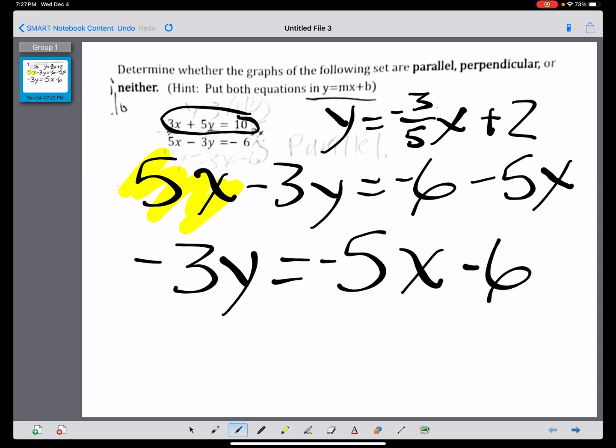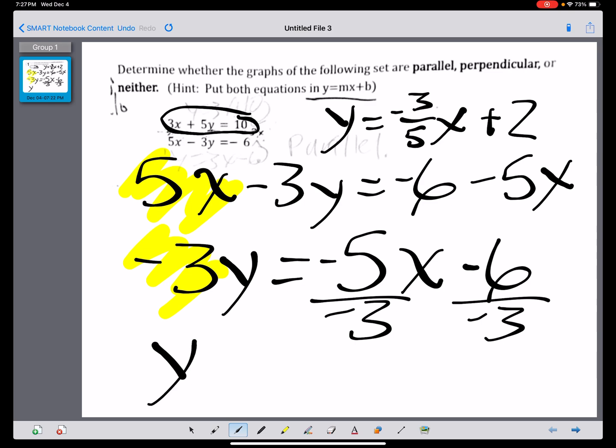We'll divide out that coefficient of negative 3 so that we can isolate y. So we have negative 3, negative 3. So we have y equals, and notice that we have a negative divided by a negative. That's going to leave us with a positive coefficient of x. It's going to be 5/3 x, and negative 6 divided by negative 3 gives us a positive 2.